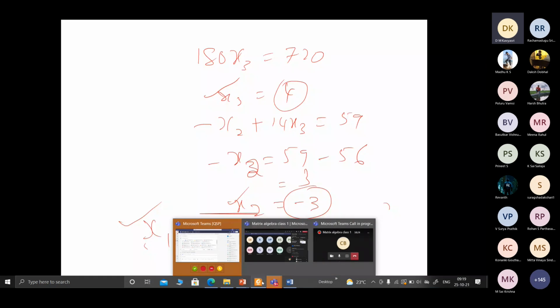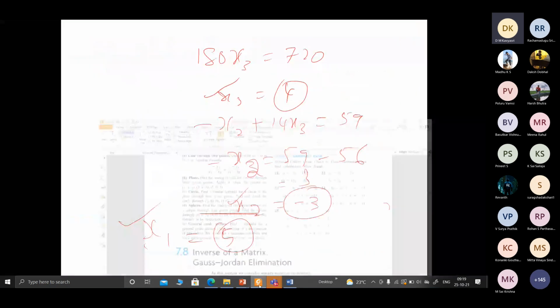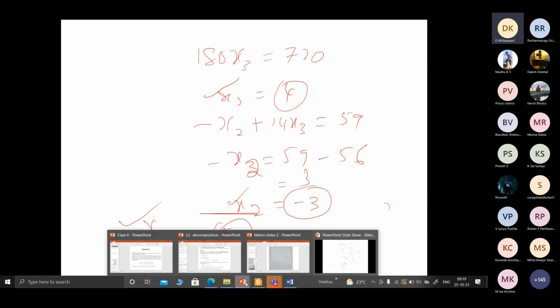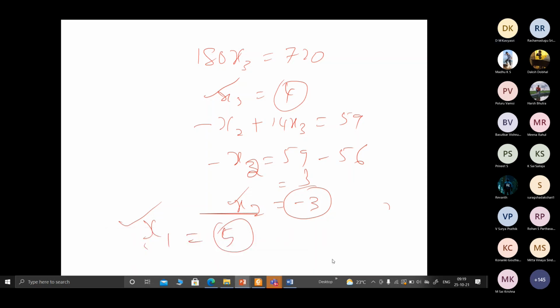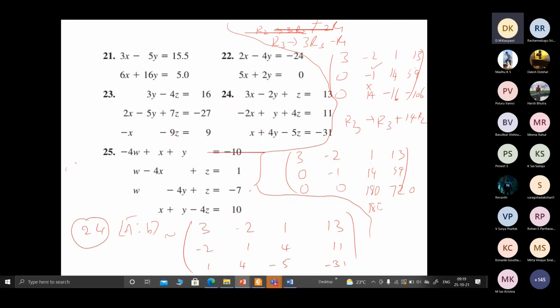Your remaining problems you try here. Some problems are here. Please try them. You can do 21, 22, 23 and 25. In 25, how many variables are there? 1, 2, 3, 4. X, Y, Z, W are 4 variables here. In 23, 3 variables: X, Y, Z. 22 has only 2 variables. 21 also has 2 variables. So you can try these under this topic.